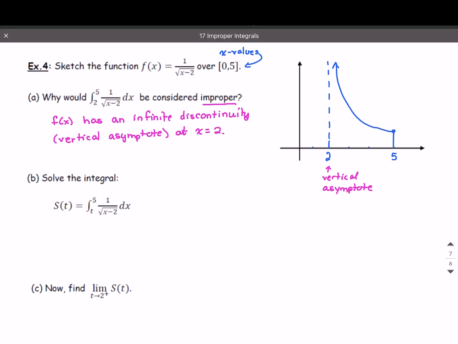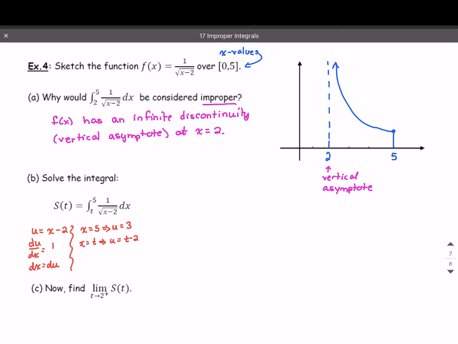So what I'd like to do next is break this up into the two problems like I suggested before. We're going to solve the integral s of t equals the integral from t to 5 of 1 over the square root of x minus 2. In order to solve this integral, we're going to need a u substitution. Let u be x minus 2, which means du dx is 1, so dx is du. Now we're also going to have to change the limits. If x is 5, then u is 5 minus 2, or 3. If x is t, then u is t minus 2.